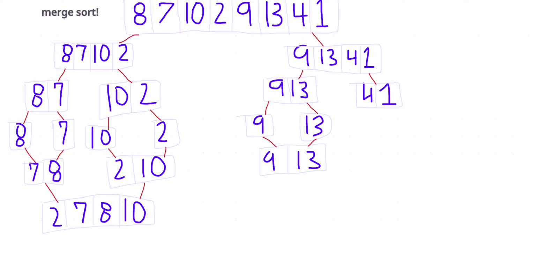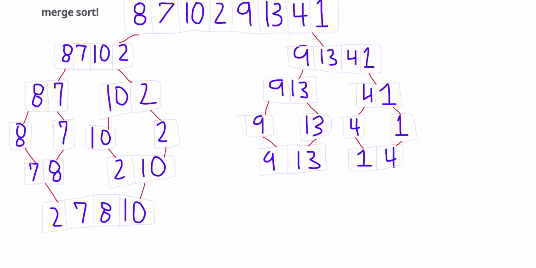Now that this has been merged back together, we move back onto our right subarray. We split this apart into single elements. And now that we've once again reached single elements, we merge these back together. 1 is less than 4. So 1 is our first element of this subarray, followed by 4. And this is our fifth call to merge.